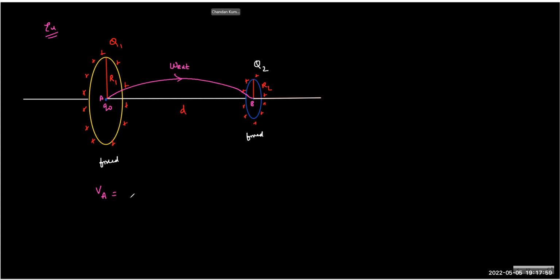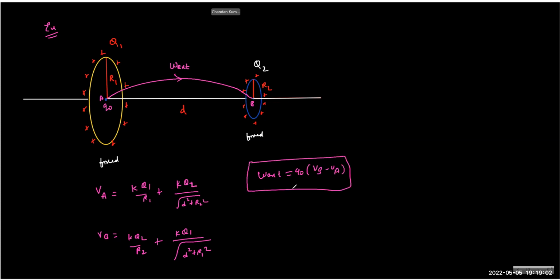Yes. I'm getting the answer as Q into KQ1 by under root D square plus R1 square plus KQ2 by R2, minus KQ1 by R1 minus KQ2 by under root D square plus R2 square. Just write the VA and VB, right? What is VA? KQ1 by R1 plus KQ2 by under root D square plus R2 square, right? But when we write VB, it will come KQ2 by R2 plus KQ1 by under root D square plus R1 square, and the work done formula is simply Q naught into VB minus VA. That's it.